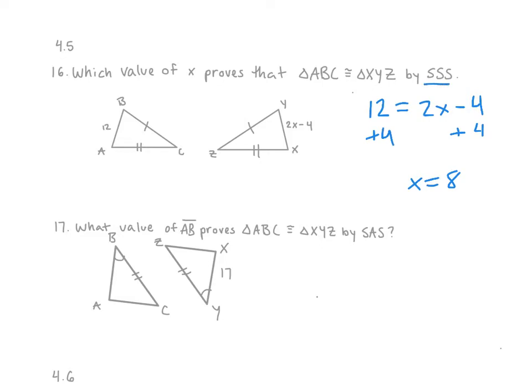So if we're using side, side, side, we need 3 congruent sides. So we're saying that this third side is congruent to the third side. What value of AB proves triangle ABC is congruent to triangle XYZ by side, angle, side? Nicole. 17. Perfect, 17.